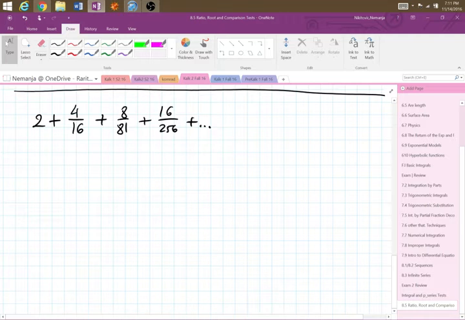The sequence of numbers on top, sequence of numbers on bottom. The exponential, polynomial progression, the factorial progression.